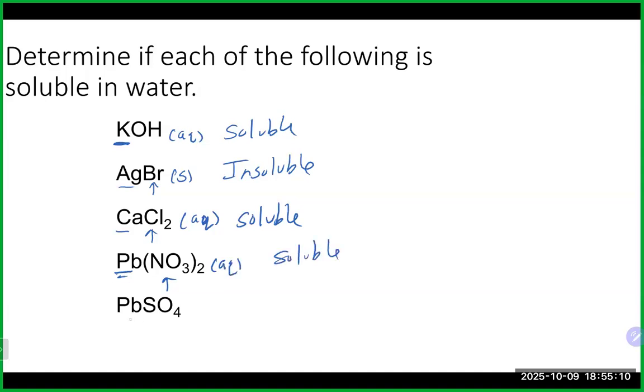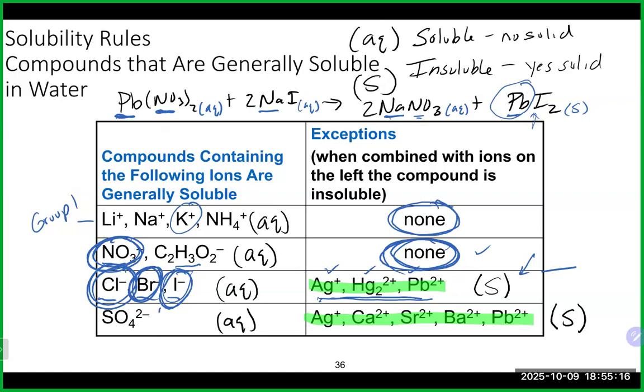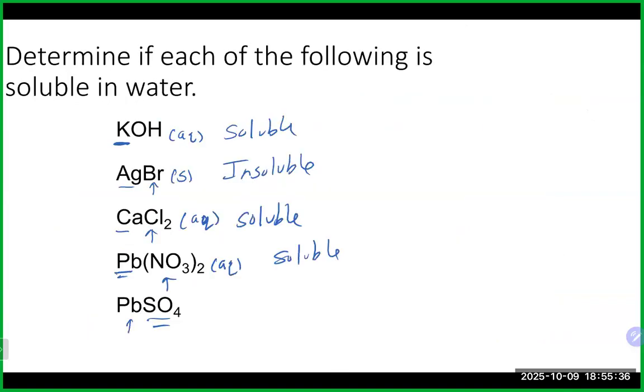And lastly, again, may not be able to find lead, but it is sulfate. So we take a look at sulfate, which is right here. Sulfate is soluble in everything except for these guys here. And I believe, who do we have on that? We had, I forgot, lead. That's who we had. And lead is right there at the end. And we have lead too. So instead of it being soluble, because it's one of the exceptions, it will be the opposite, and it would be insoluble in this case. And we would expect it to be insoluble.